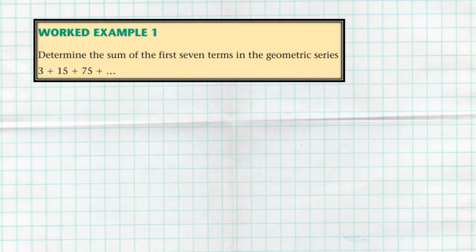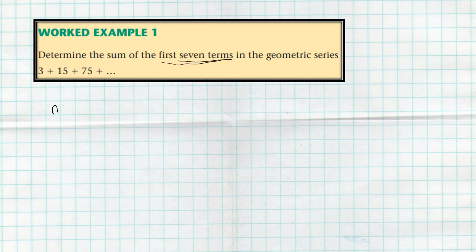Okay, let me show you just an example for you to understand this sum of a geometric series. And this is worked example number 1. Don't forget we are still using Platinum Mathematics Learner's Book grade 12. Let's take a look at this example. Worked example number 1 says determine the sum of the first 7 terms. Very important statement: of the first 7 terms.